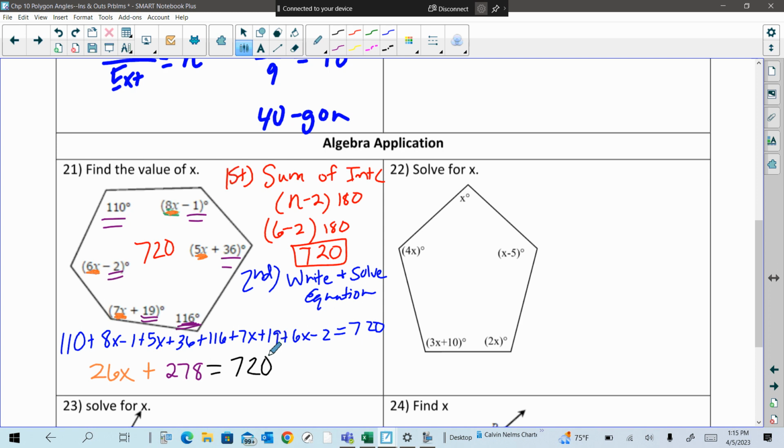The second one, 22, is a decimal answer, because this one is a different sum. When you do this, you're doing 5 minus 2 times 180 first.